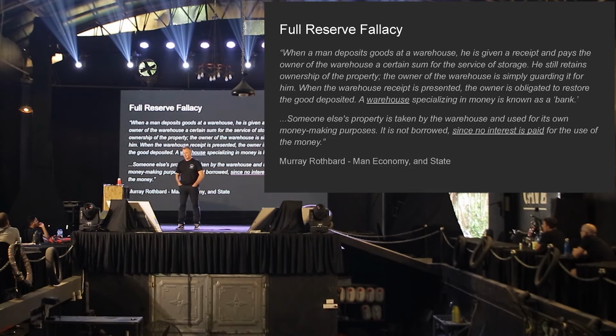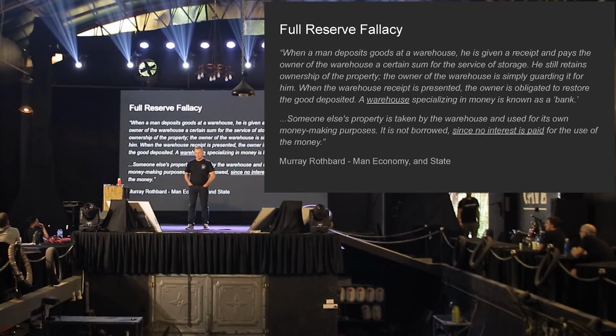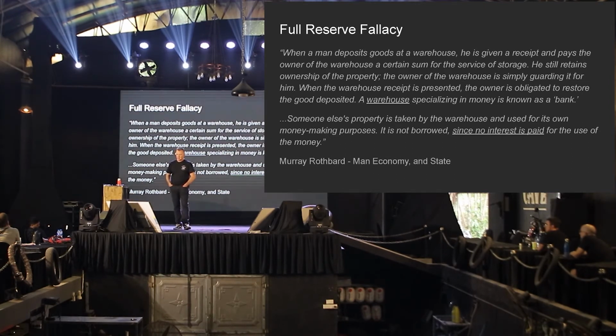He has ownership of credit for the property. But the owner of the warehouse is simply guarding it for him. When the warehouse receipt is presented, the owner is obligated to restore the good, in other words, transfer ownership and settle the contract. A warehouse, my underline, specializing in money is known as a bank. Okay, I'm talking about a warehouse which only does essentially safe deposit. You pay them for the service of storing your gold. If you go on, someone else's property is taken by the warehouse and used for its own money-making purposes, it is not borrowed since no interest is paid for the use of the money.